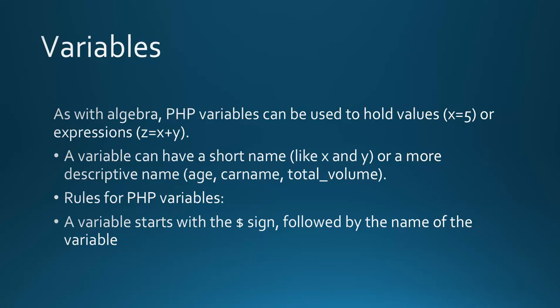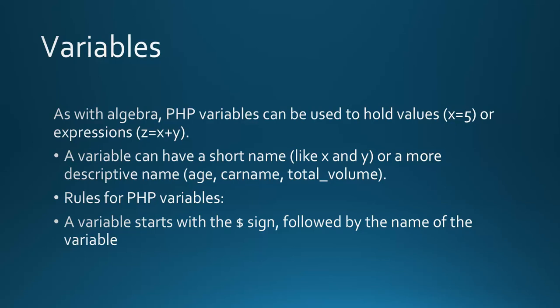So a variable can have a short name like x and y, or a more descriptive name like age, car name, total, and volume. Like in our previous video, we had color. So we can have easy names, simple names, or more complicated ones.